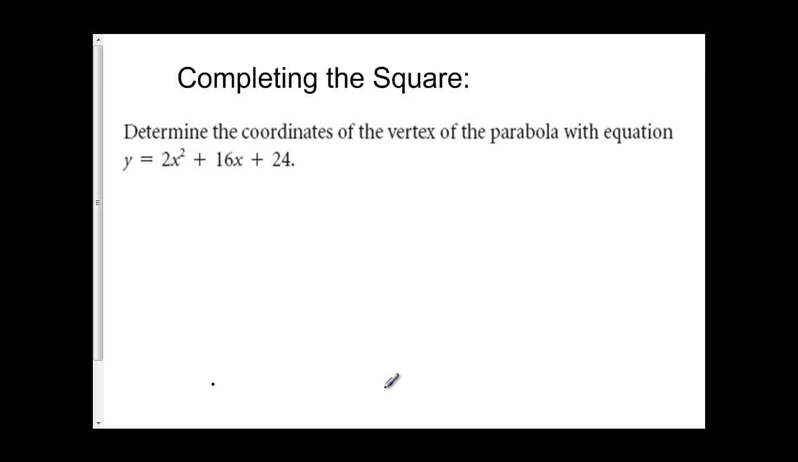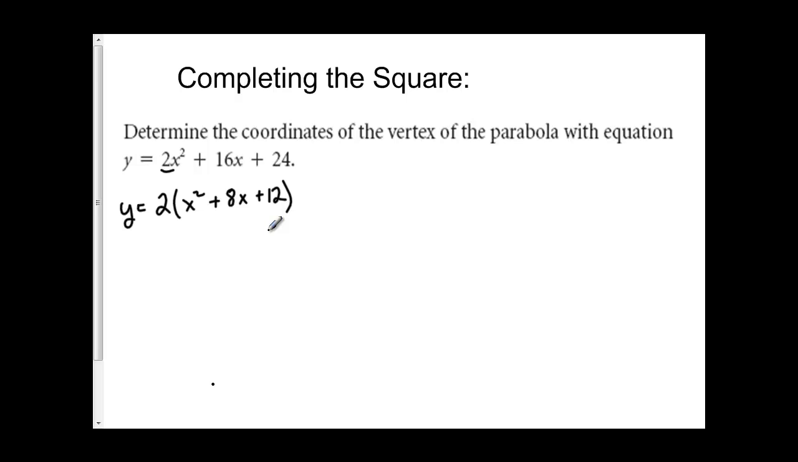Making things a little bit more difficult is if I've got a coefficient in front of my x squared like I do here. If I've got a number in front of the x squared, I can't complete the square with that number there, so I'm going to factor it out. If I factor out a 2, I'm going to divide this by 2 and I'm going to be left with x squared. Divide 16 by 2, I'm going to be left with 8x, and divide the 24 by 2, I'm going to be left with 12.